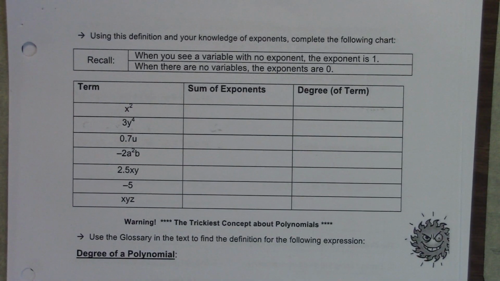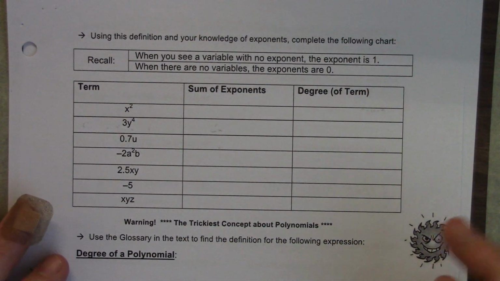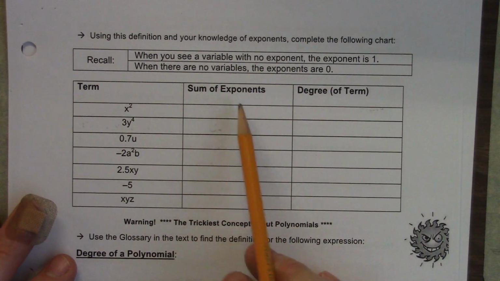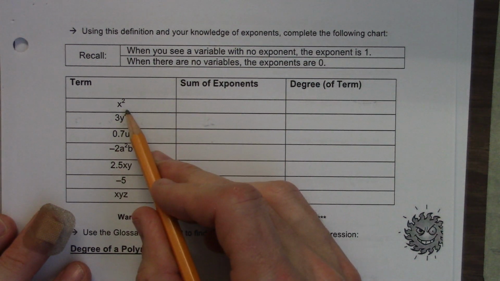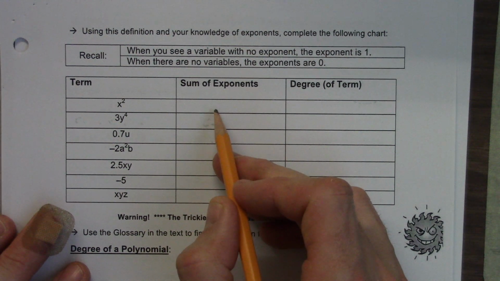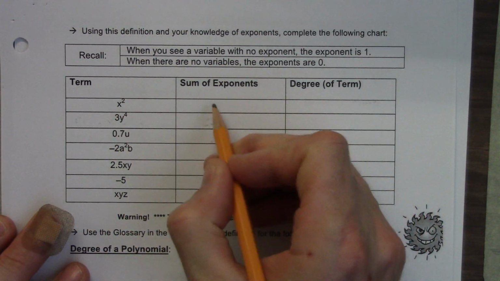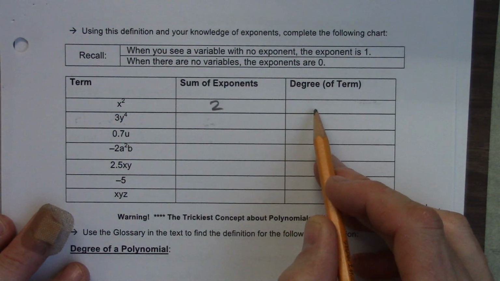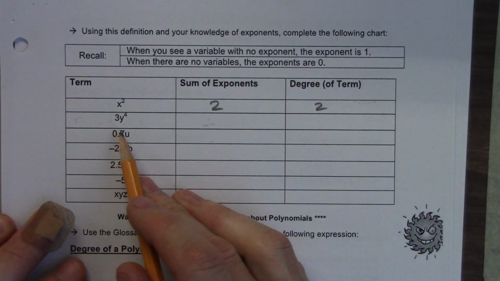Using this definition and your knowledge of exponents, complete the following chart. When you see a variable with no exponent, the exponent is 1. When there are no variables, the exponents are 0. Okay. We can do this one. RC, sum of the exponents. X squared, what's the sum of the exponents? It's literally 2 plus 0, right? We have nothing else to do. Yeah, 2. Good. And then the degree of the term? 2, yeah. You had bad luck with having it too easy.